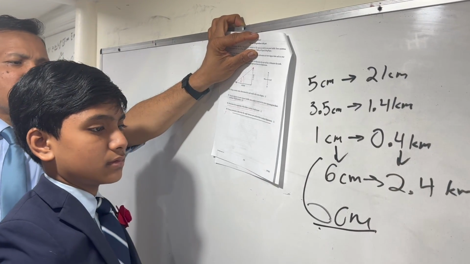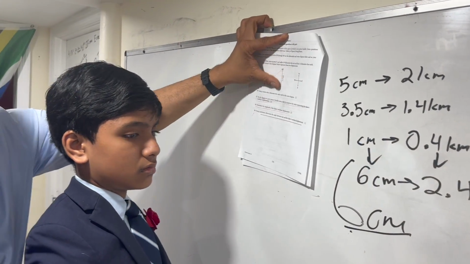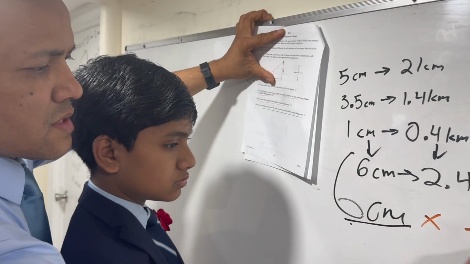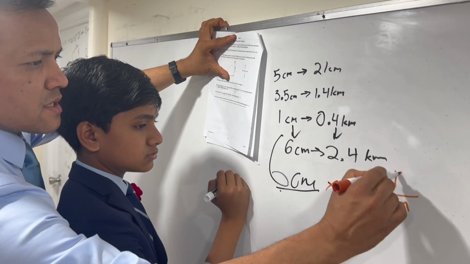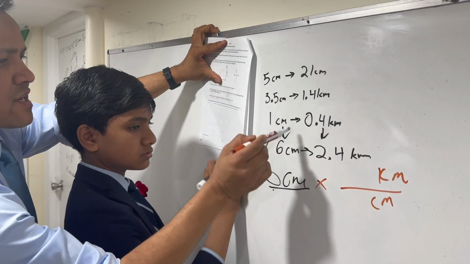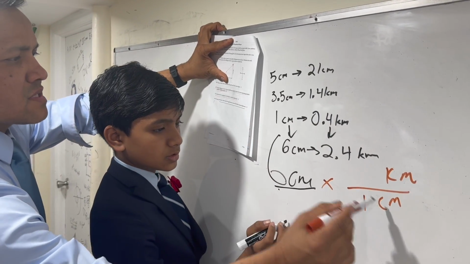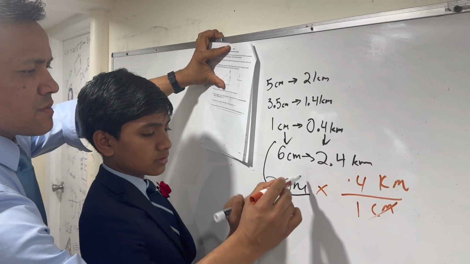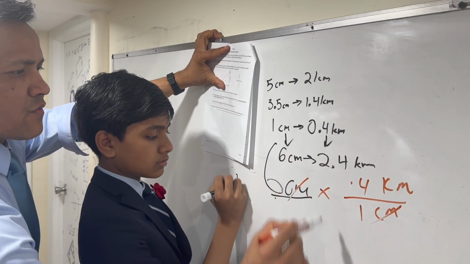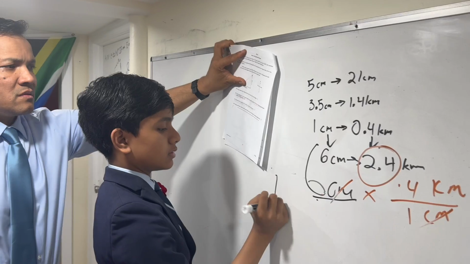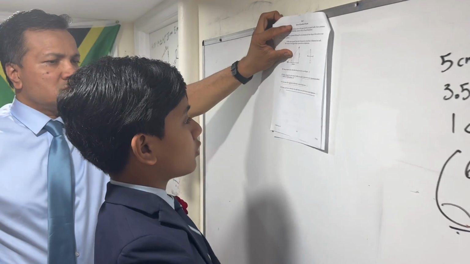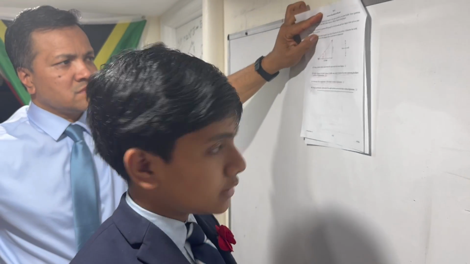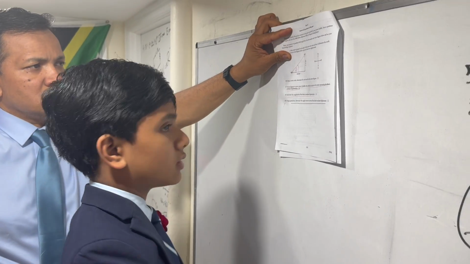That's it. But some students would need to know. Can you please give it to me? 6 centimeters times. You want to cancel centimeters, and you want a kilometer answer. What is the ratio you discovered? 1 centimeter is 0.4 kilometers. Centimeters cancel. 6 times 0.4 is 2.4. There we go. Using a protractor, determine the angle between the east and the hiker's resultant displacement.